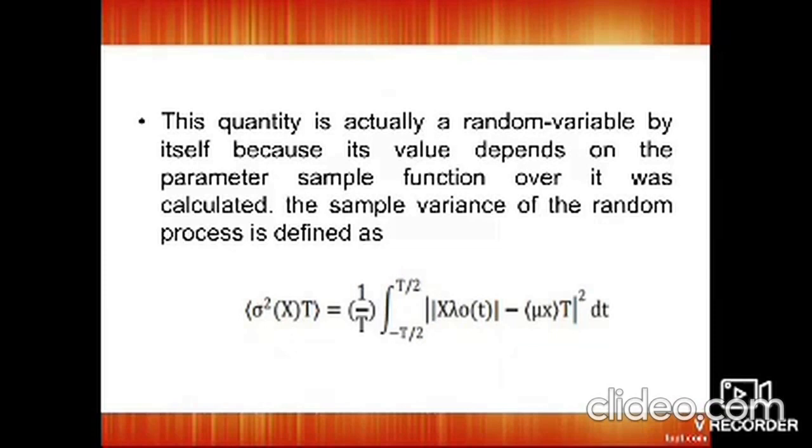So the time average is taken along the time, and the time mean is denoted as mu of x, and the variance is defined as sigma of x. So sigma square x of t is equal to 1 by T into the integral from minus T by 2 to plus T by 2 of modulus x o lambda o of t minus mu x of t the whole square into dt. The time mean of the random process is given as mu of x, and the time average of the autocorrelation function is defined as Rx of tau comma t.